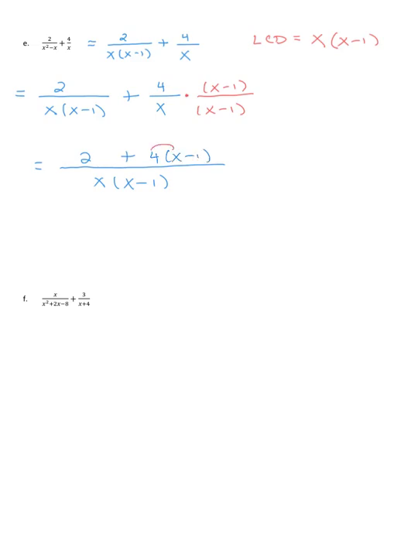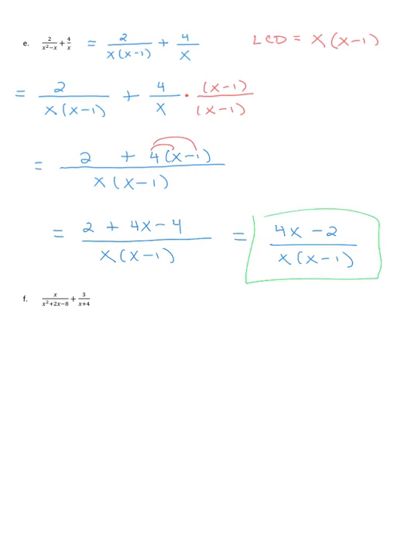To complete this problem, I'll distribute the 4. So I have 2 plus 4x minus 4 all over x times x minus 1. After combining like terms, we have 4x minus 2 all over x times x minus 1. And that's it for this one.